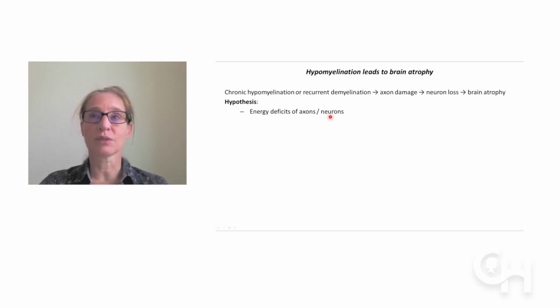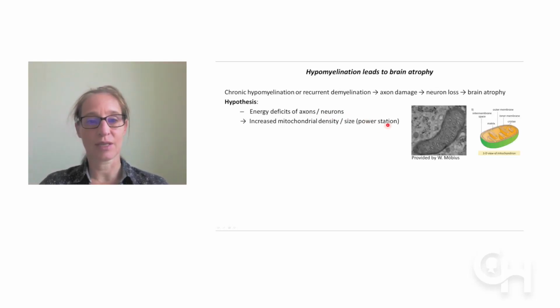So what do people or things do when they experience an energy deficit? They increase power stations. The power stations of the cell are mitochondria. This is an electron micrograph and a cartoon of how these mitochondria look. If one senses energy deficits, mitochondrial size and density will increase. So we first tested whether this is also the case in our PMD mouse models.